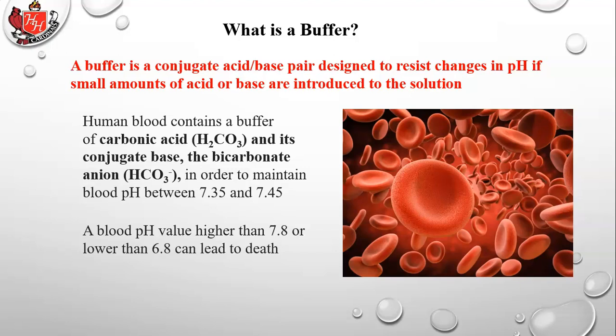So the carbonic acid neutralizes any invader base. I call them invaders because they're coming in and you don't want them there. So any invader base that comes into your blood will be neutralized by the carbonic acid. That will prevent the pH from going up. And any invader acid coming in will be neutralized by the conjugate base, the bicarbonate ion, and that will prevent your pH from going down into the acid range. So it protects from both directions, both the acid and base directions.